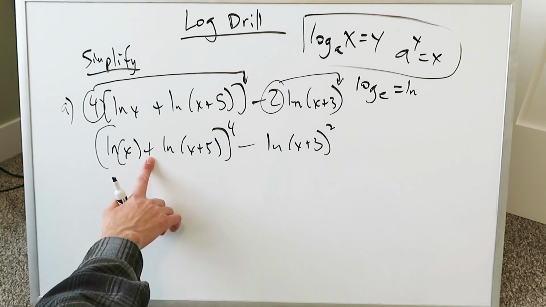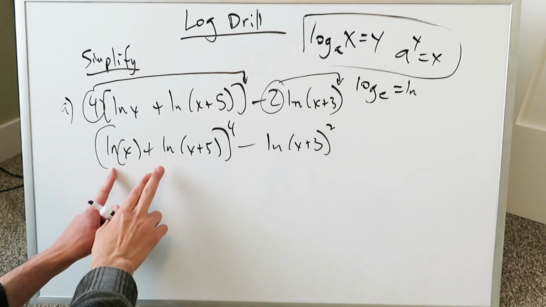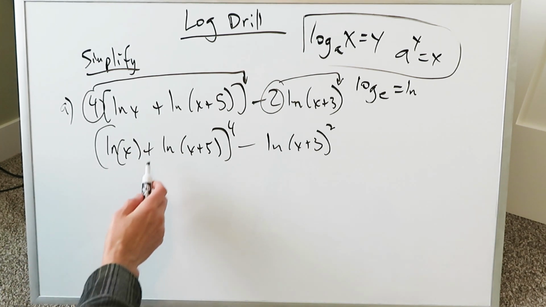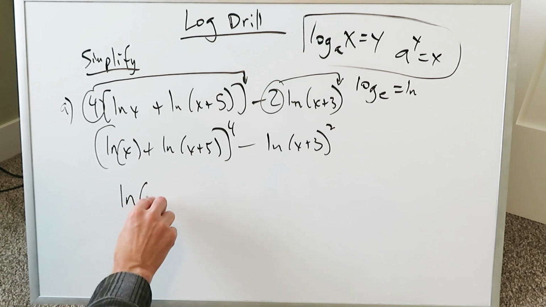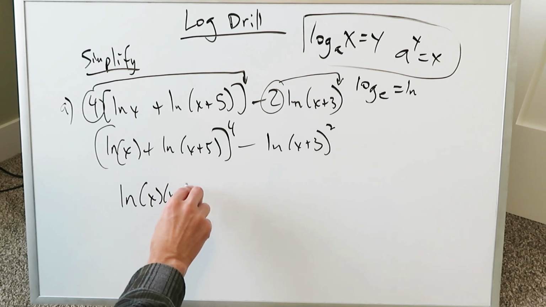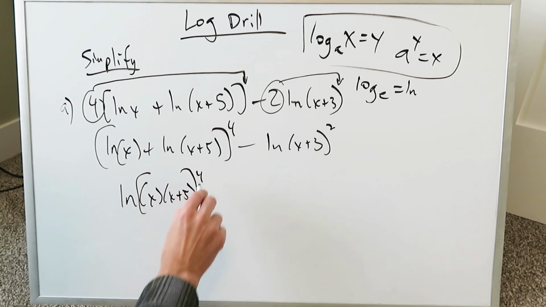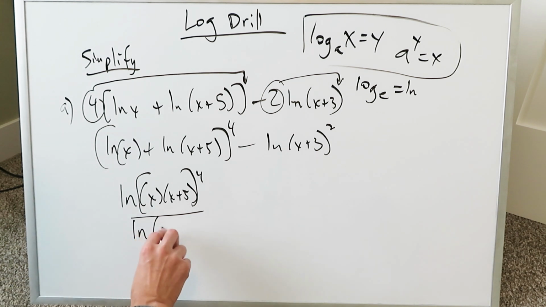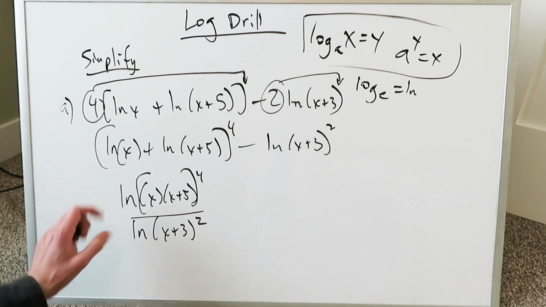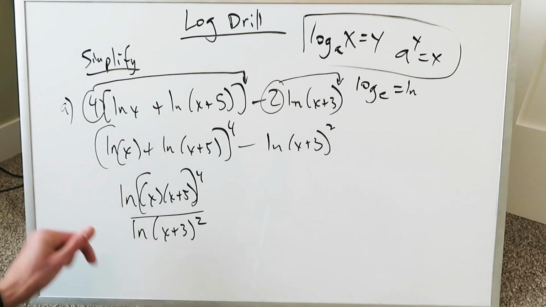When you have a positive and natural logs, you can bring them as a single unifying term, but as a product. When things are adding, you bring them as a product. You have a natural log x times x plus 5. You have everything here to the power of 4. When you have a difference here, you're really looking at a quotient. You're looking here at natural log x plus 3 whole square.